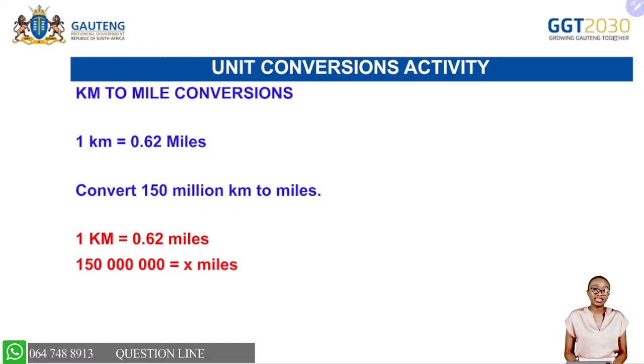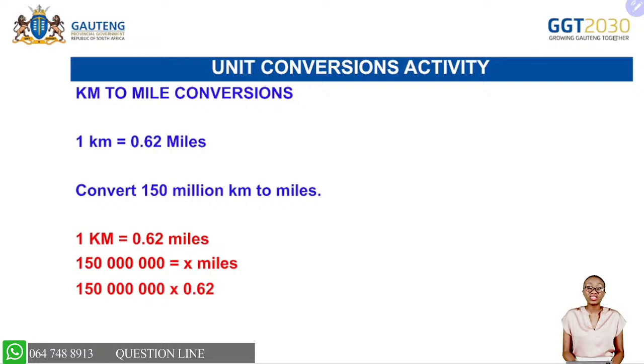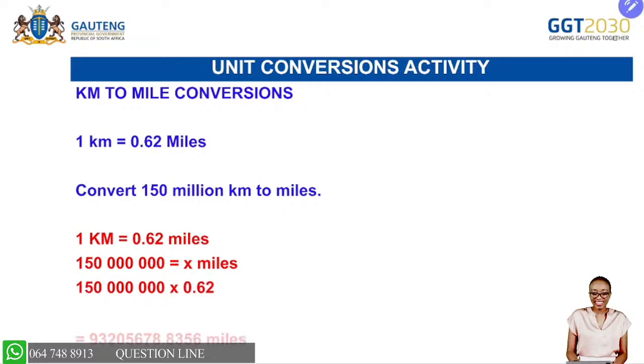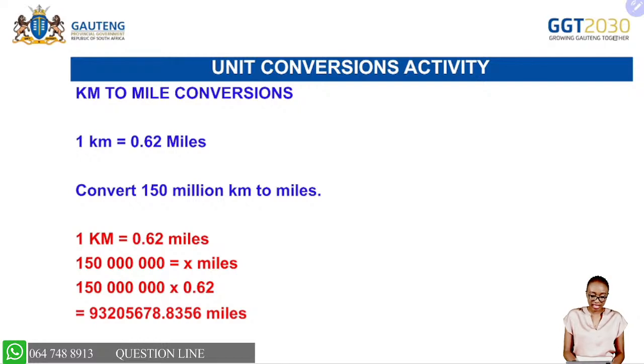You are free to use your calculators here. So what happens is we cross multiply. We say 150 million multiplied by 0.62. And then that big number is going to give you 93 million miles. But how do we read that big number? It's 93,205,676.8356 miles. That's how far we are from the sun. We are very, very far, but sometimes it gets so hot we even get sunburned.